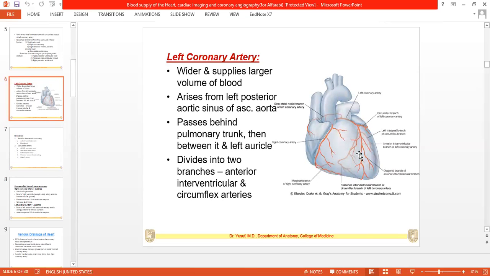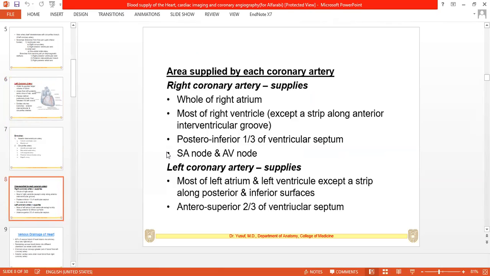So a part of that is not supplied by the right coronary artery. Okay, if not, it will supply the whole of the right atrium as well as most of the parts of the right ventricle. It also supplies the posterior inferior 1/3 of the interventricular septum, as well as both the SA node and the AV node. Even though there might be some branches from the left coronary artery, the main supply for the SA node and the conduction system is the right coronary artery.